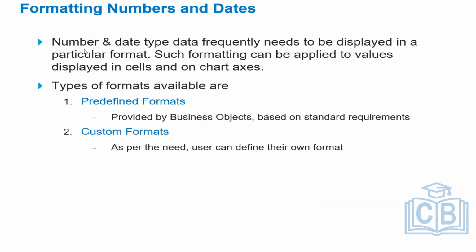Formatting numbers and dates. Number and date type data frequently needs to be displayed in a particular format. Such formatting can be applied to values displayed in cells and on chart axes. Types of formats available are predefined formats, which are provided by BOBJ based on standard requirements, and custom formats. Based on the need, we can create our own format.